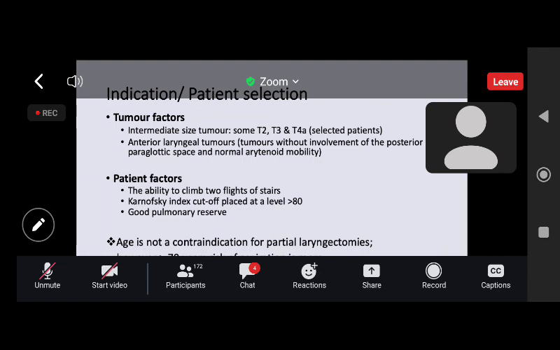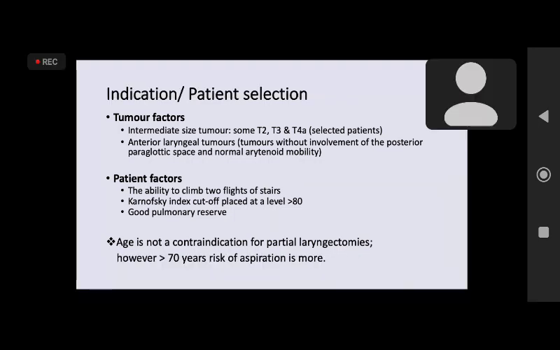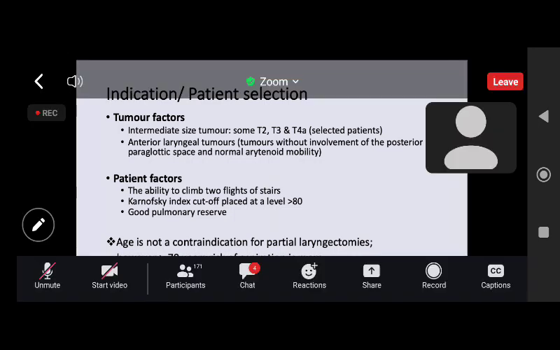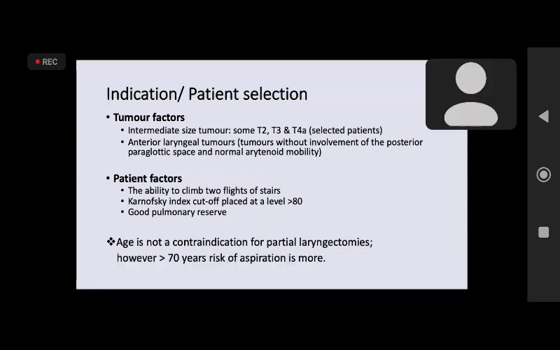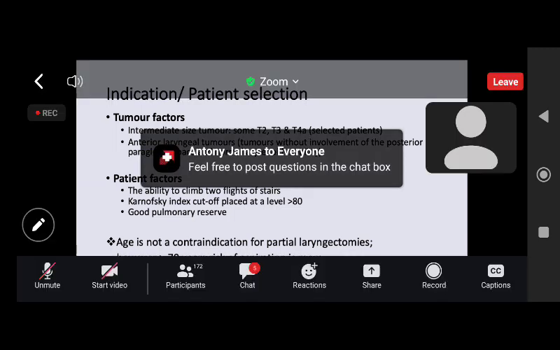So there are various indications. Mainly, there are tumor factors. These are mainly done for intermediate size tumors, T2, T3, and T4A, and are mainly preferred for those tumors which are anterior in the larynx. That is, we divide the larynx into anterior and posterior paraglottic space at the level of the arytenoid, the tip of the arytenoid, the vocal process of the arytenoid.